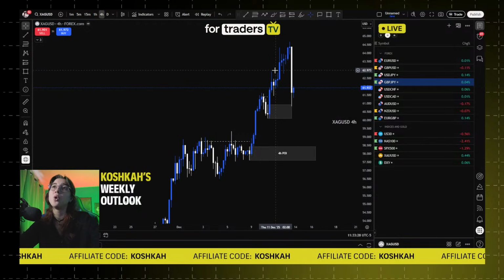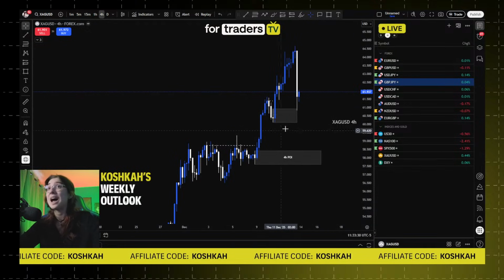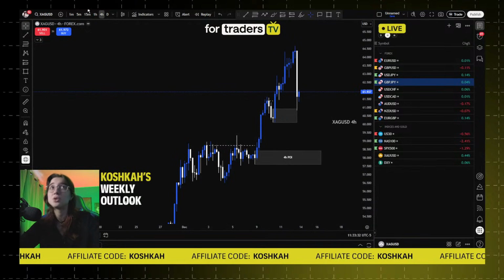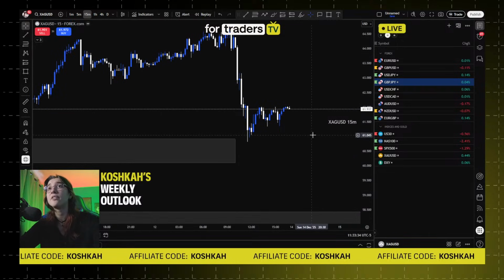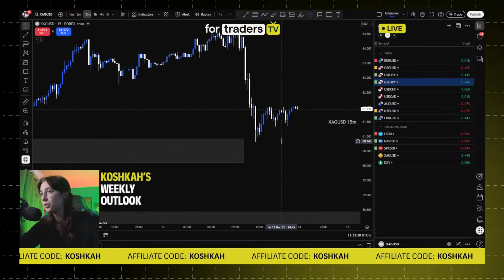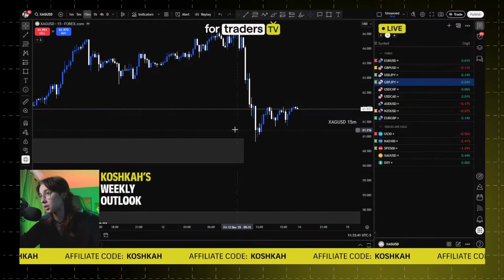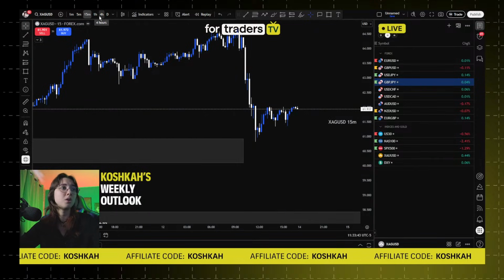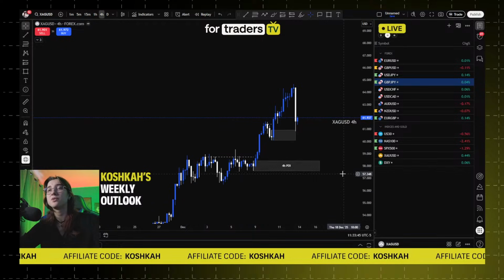So yeah, the only thing that you need to do after a POI is mitigated is to go on the 15 minutes and wait for a 15-minute change of character. If you have your 15-minute change of character, you're good to go for an entry. So yeah, that's pretty much it for silver.